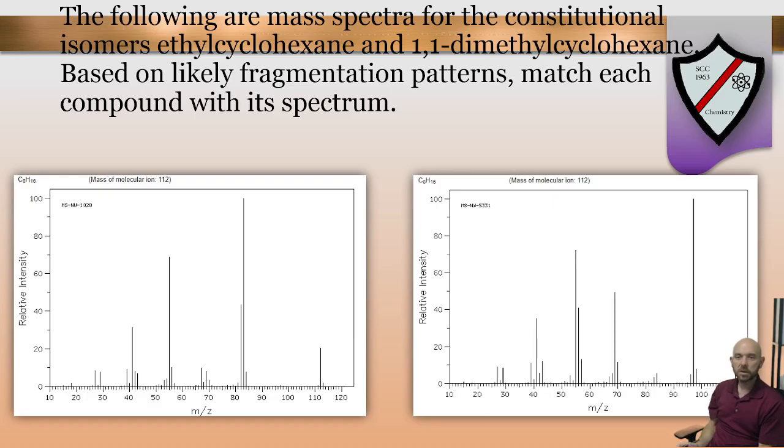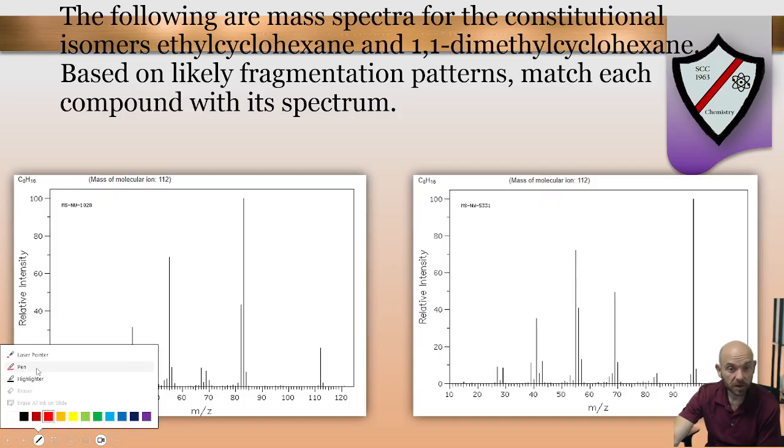We have another example here of a mass spectra analysis question that says the following are mass spectra for the constitutional isomers ethyl cyclohexane and 1,1-dimethylcyclohexane. Based on likely fragmentation patterns, match each compound with its spectrum. So they want us to figure out which of these is the spectrum for ethyl cyclohexane and which is the spectrum for 1,1-dimethylcyclohexane using likely fragmentation patterns.